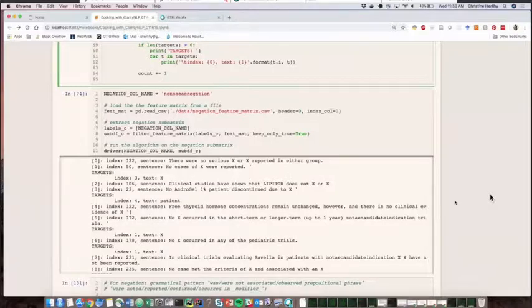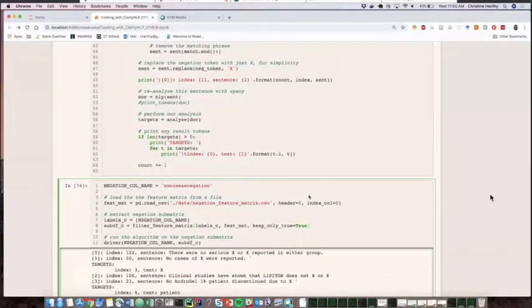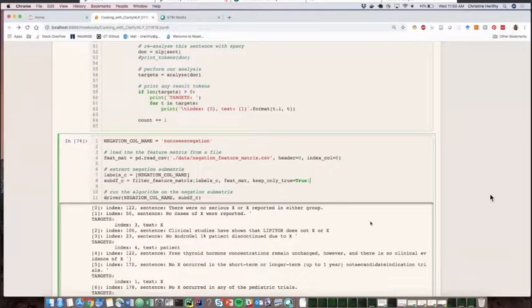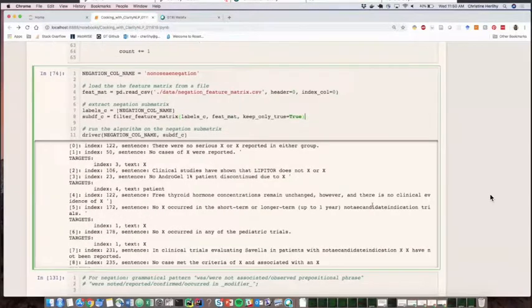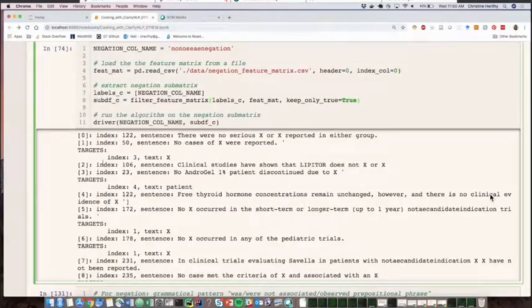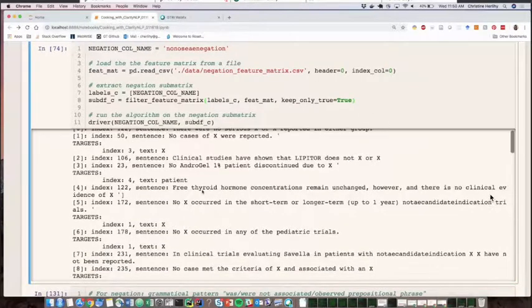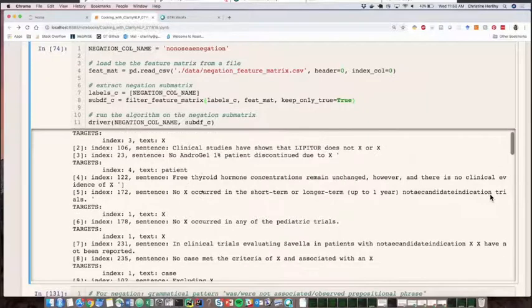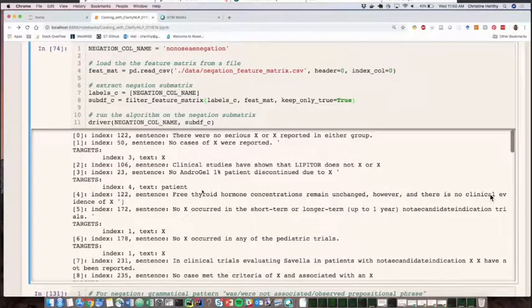So if you run this, the results we get are here. Maybe Christine, you click on the left side of that and expand it a bit. This one here. Yeah, the output there. Just put that left. Okay, that's fine. Yeah, so here we see sentences listed, and then underneath it says targets, index 1, comma, text X. If you see a text X, that means it found the X token in the sentence.